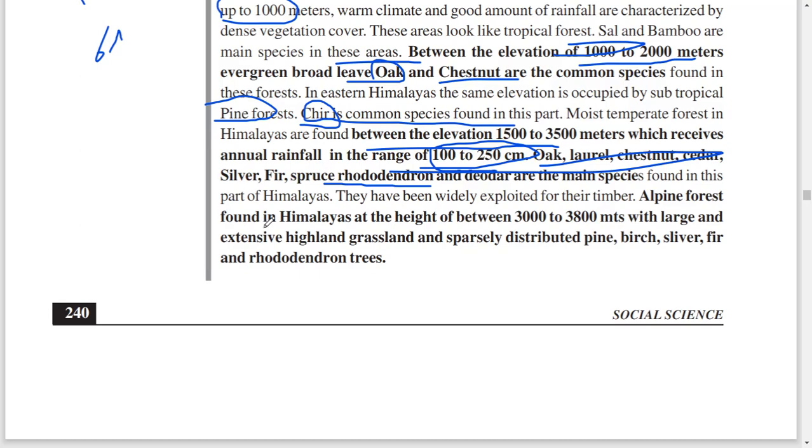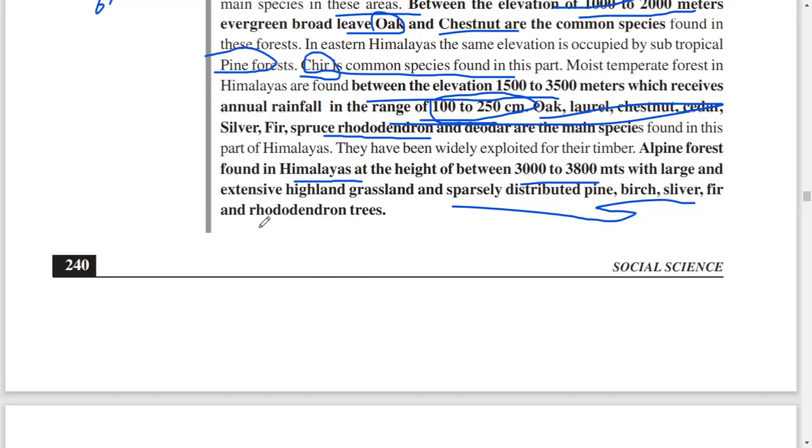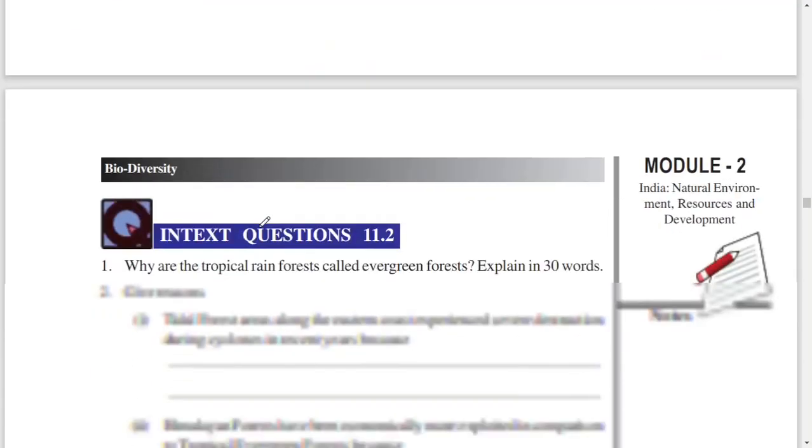Alpine forests found in Himalayas are at a height of between 3000 to 3800 meters, with large and extensive highland grassland and sparsely distributed pine, birch, silver fir and rhododendron trees.